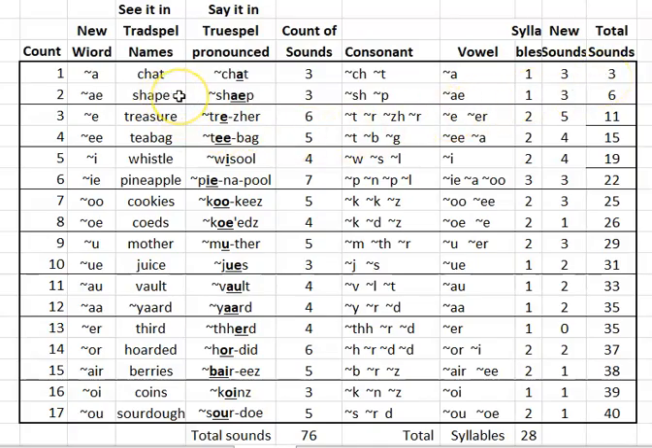Note that the word shape has a silent E, and the way the Truespel phonetic shows the long vowels is to bring the silent E over to the letter that it makes long. It would be shap, but it becomes shape because there's a silent E there. And that has 3 new sounds, sh, a, and p.